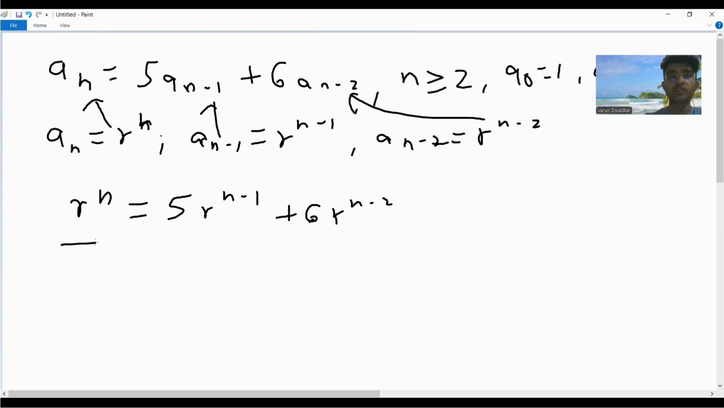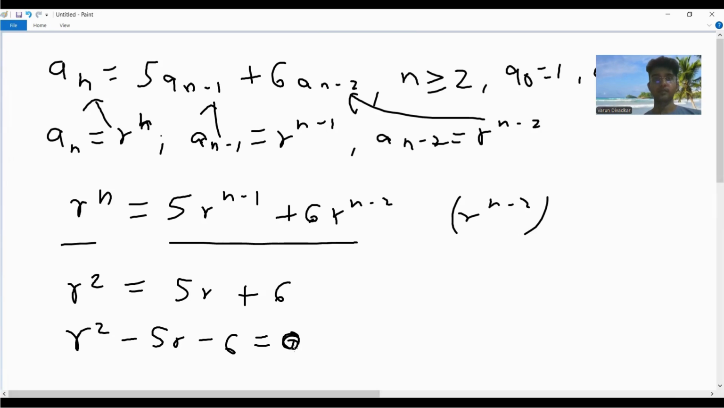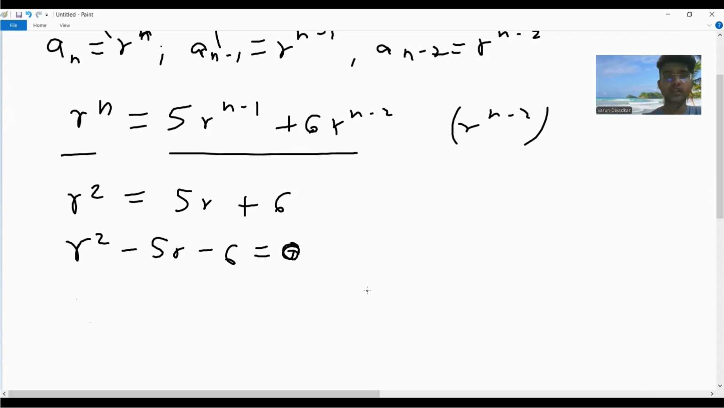Now we divide both sides by r raised to n minus 2. What do we get? r squared equals 5r plus 6. If you write this down, it becomes r squared minus 5r minus 6 equals 0. That's the quadratic equation. Now we solve this quadratic equation.